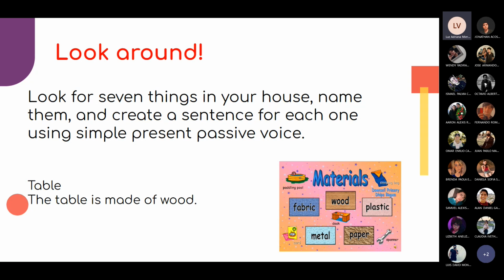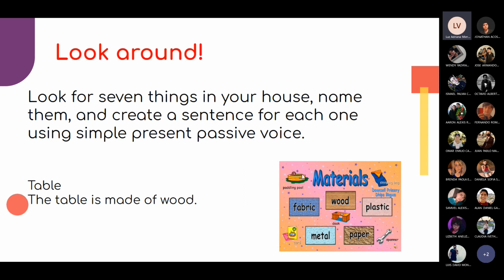So what we will do is that you're just going to look around your house. Maybe if you're at school, take a look at the classrooms, the trees, anything that you have around you. And I want you to name 7 things, and create a sentence for each one using the simple present passive voice, okay? So for example, I would say table, and I would say that the table is made of wood, right? But don't limit yourself to only describing the material of the things. You can also say what things are used for, or where you can find something. You will be in charge of deciding that.